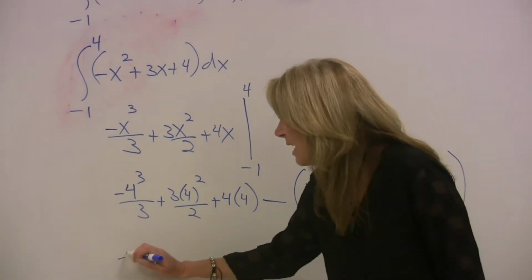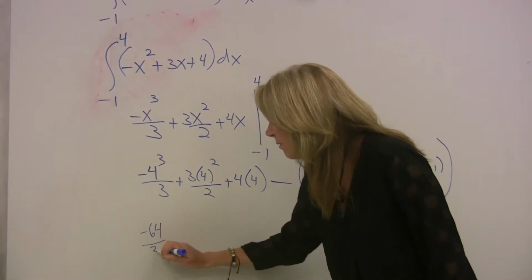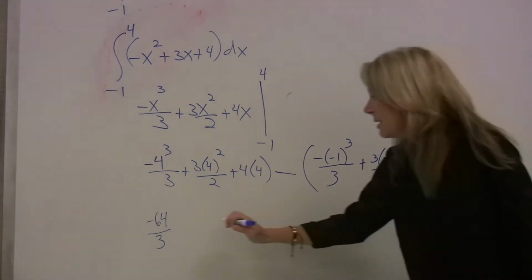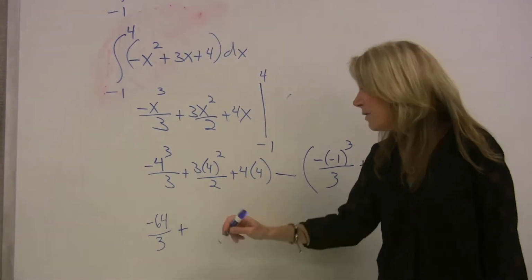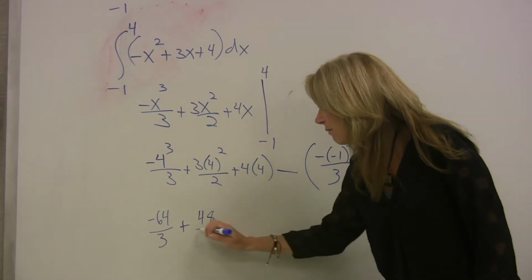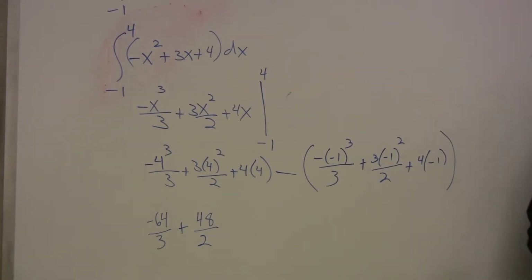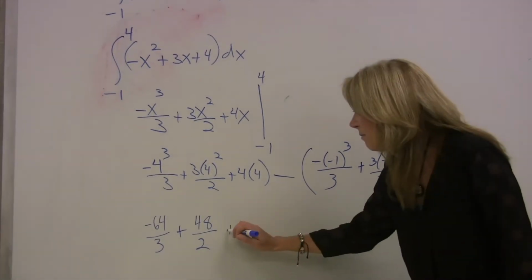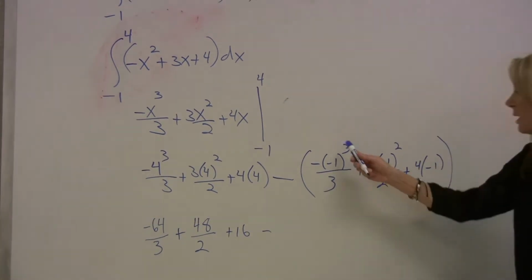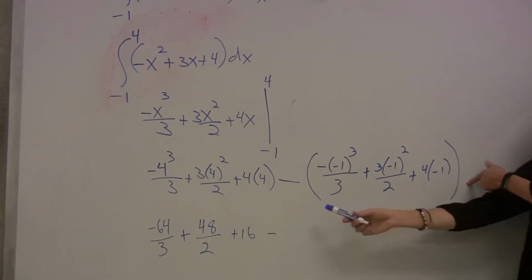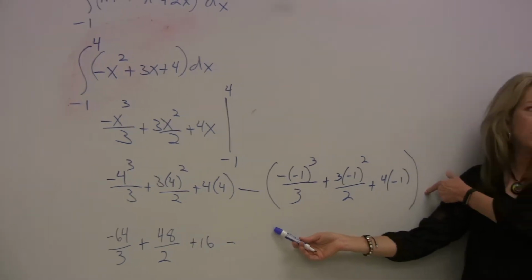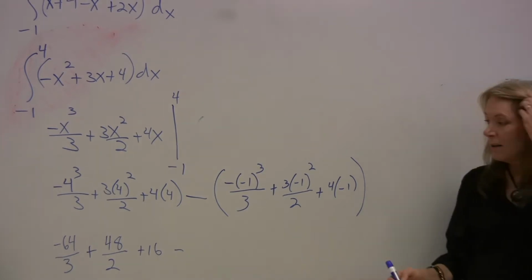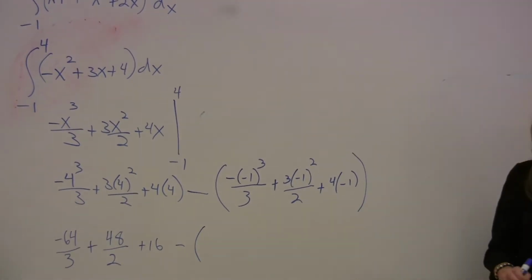So this becomes -64 over 3. 4 cubed is 64, I think. Plus 16 times 3, 48 over 2. Well, I can reduce that in a minute. I'm just doing some simplifying here. Plus 16. Notice I put parentheses around this whole expression. If you don't, you're going to lose a sign somewhere and it's going to mess everything up. Make sure you have those. I'm going to leave them here for now while I simplify what's inside.